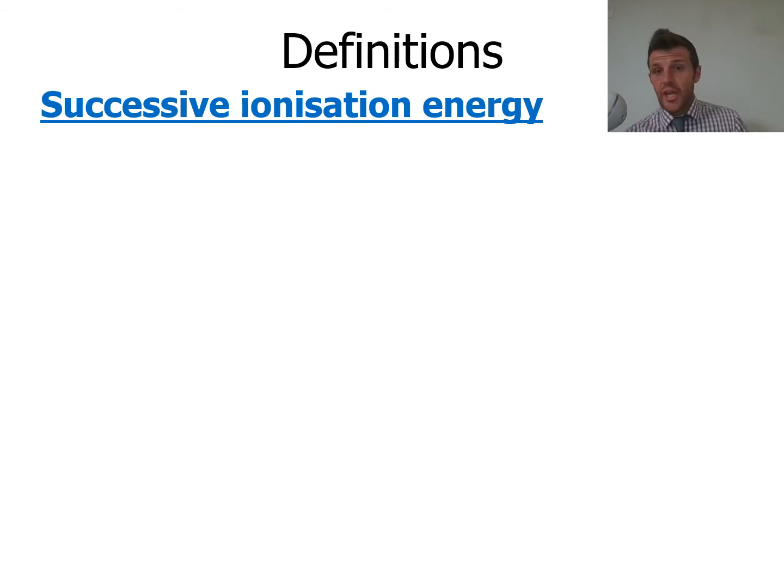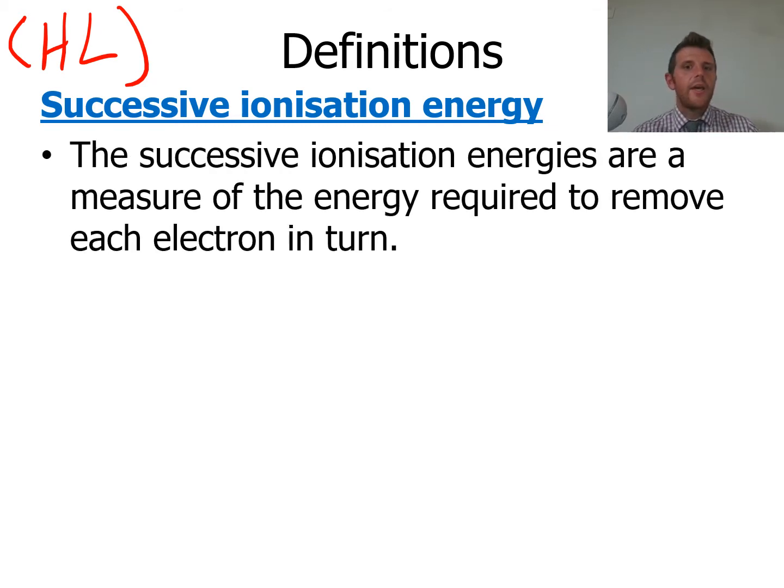Successive ionization energy. This is HL. So if you wanted to skip this, SL students, go for it. These are the energies that are needed to remove each electron in turn. So, second electron removed, how much energy? Third electron removed, how much energy? And these would be specific quantum of energy. It's going to be a specific number.